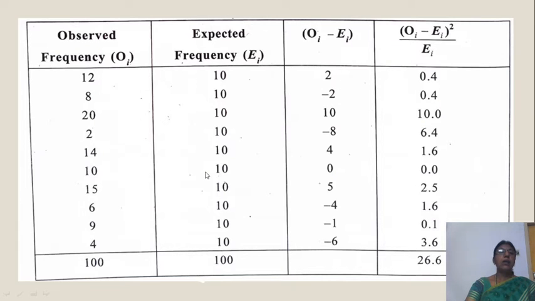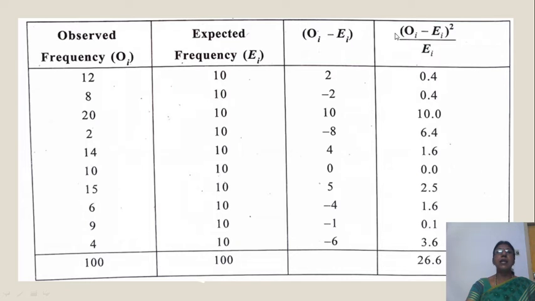Now frame the table. Observed frequency Oi is given in the table. Expected frequency Ei we found, and for each one Ei is the same here. It is not given in the problem. Okay. Next column, Oi minus Ei, observed frequency minus expected frequency. What is this? 12 minus 10 is 2. 8 minus 10 is minus 2. Similarly, the remaining values.